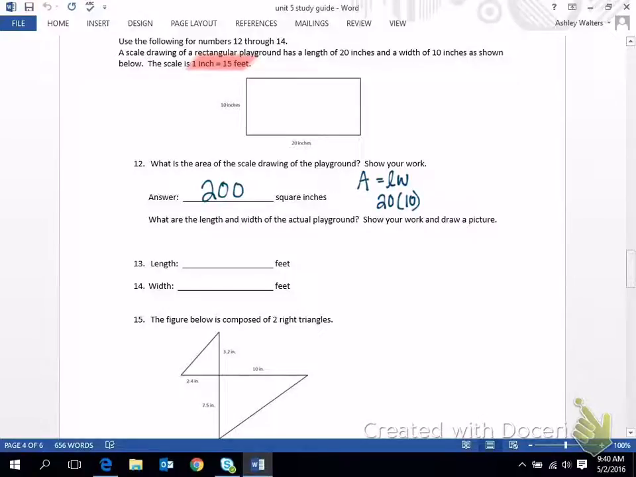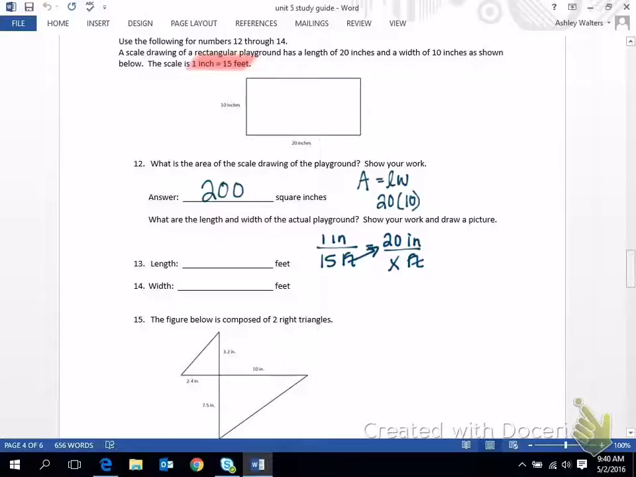The next question says, what are the length and width of the actual playground? Show your work and draw the picture. So again, this goes back to the proportional reasoning that 1 inch is 15 feet. So if we have a length of 20 inches, how many feet is that? Well, we'll solve the proportion.